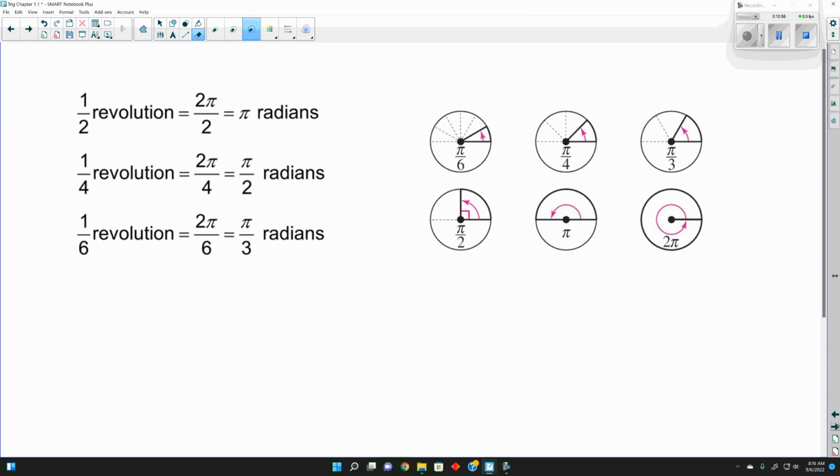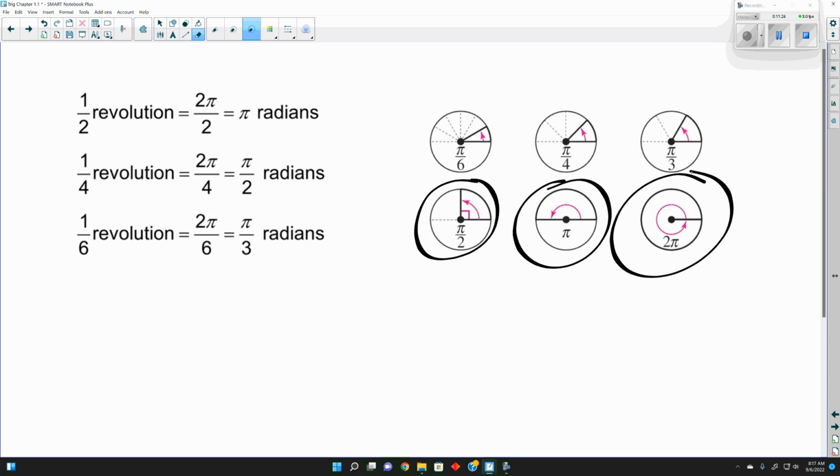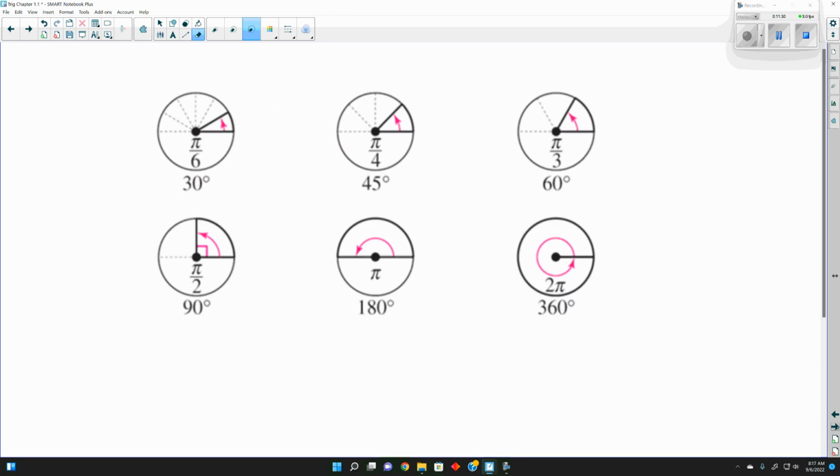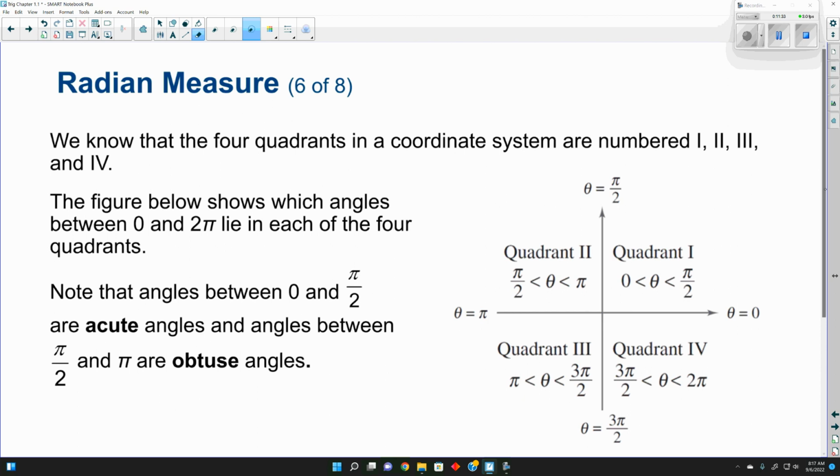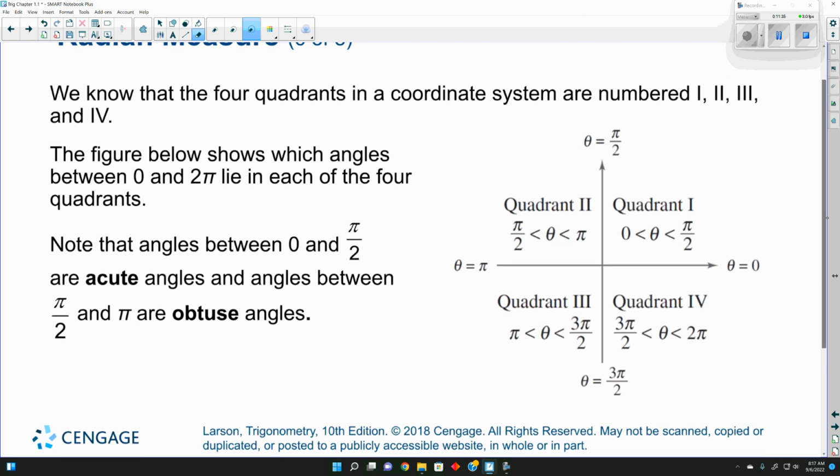Now, half a revolution, so half of 2 pi, is going to be pi. A fourth of a revolution, so 2 pi over 4, is pi over 2. Or we can do any of these here, comparing it to a circle and how they relate to each other. And 2 pi is going all the way around. Questions on this here? And we can say the same thing in degrees. Now we know that the quadrants are numbered 1, 2, 3, 4, yes?